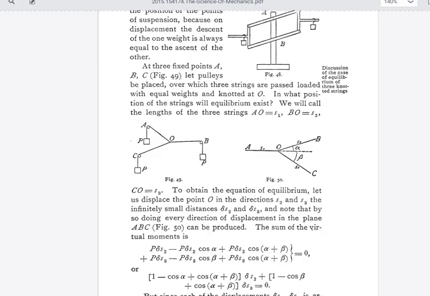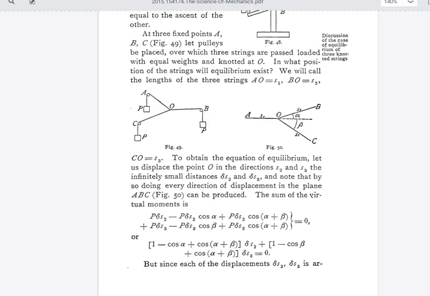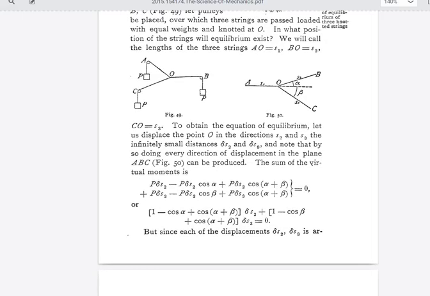The sum of the virtual moments is P delta S1 minus P delta S1 cos alpha plus P delta S2 cos of alpha plus beta plus P delta S3 minus P delta S3 cos beta plus P delta S3 cos of alpha plus beta equals 0. Or, grouping terms by the chosen independent displacements, [1 minus cos alpha plus cos of alpha plus beta] times delta S2, plus [1 minus cos beta plus cos of alpha plus beta] times delta S3 equals 0.